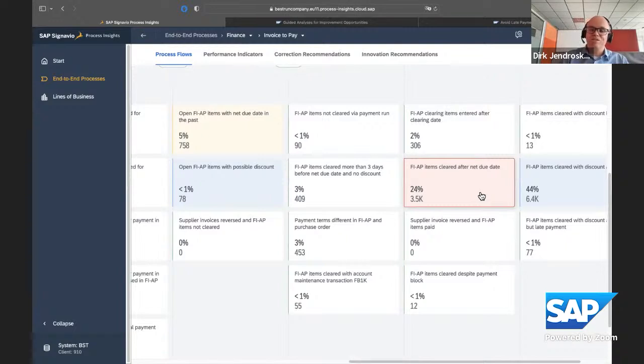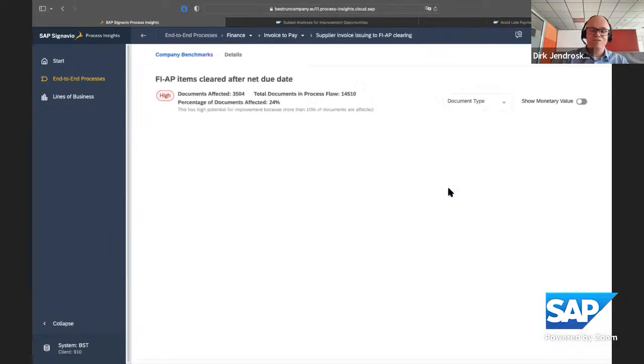So let's look into this in more detail, because that we need to look into it, you see, is 24% of our documents are getting cleared after net due date, which is quite a lot. Let's look into this.